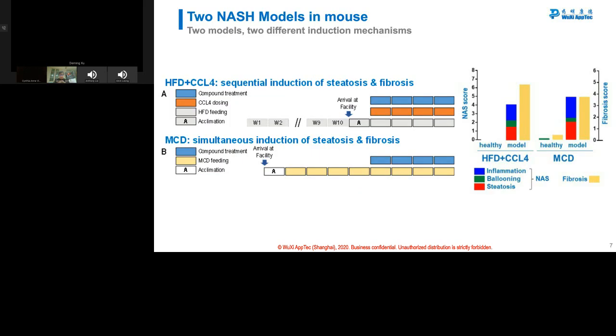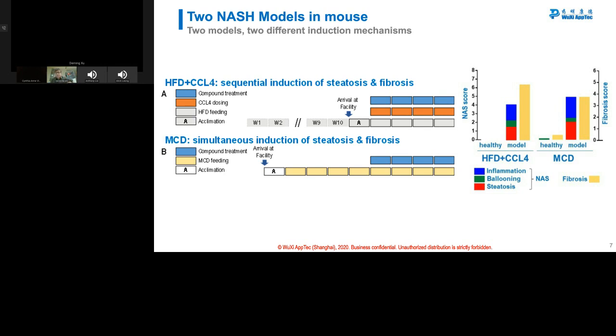Here are the two different NASH models in mice that we're going to describe for the next 20 minutes or so. So in the first model, the hepatic steatosis and fibrosis are induced sequentially by high-fat diet, HFD, and carbon tetrachloride, CCl4. So this is a sequential induction model. In the second model, the so-called MCD model, these two, steatosis and fibrosis, are actually induced simultaneously.